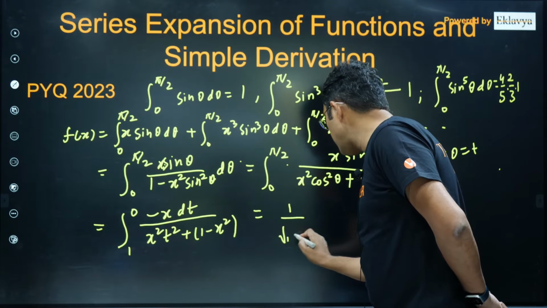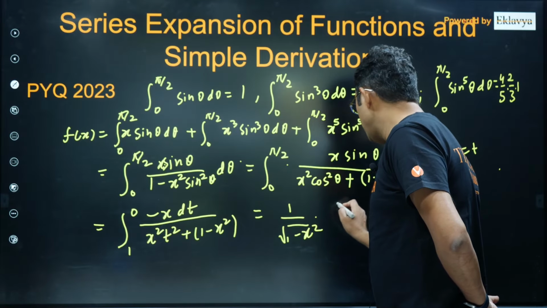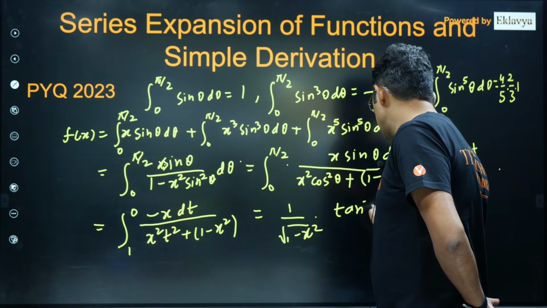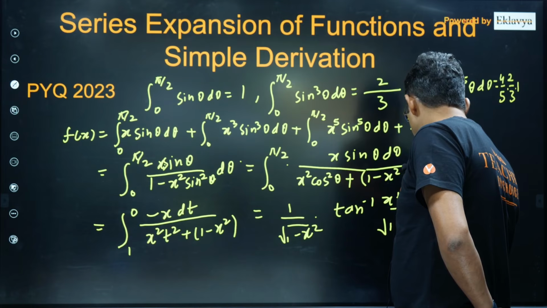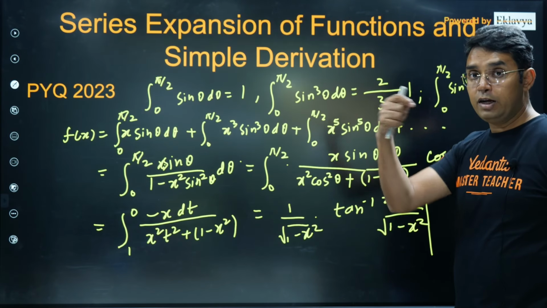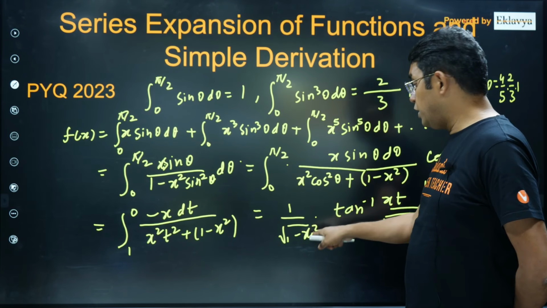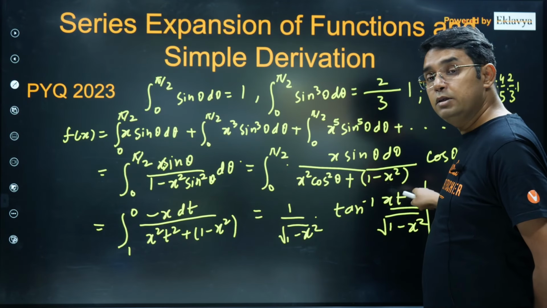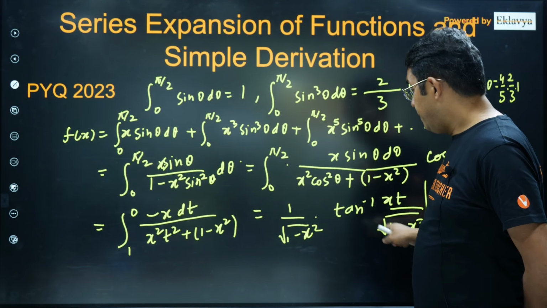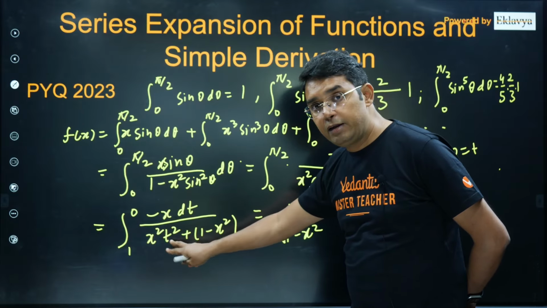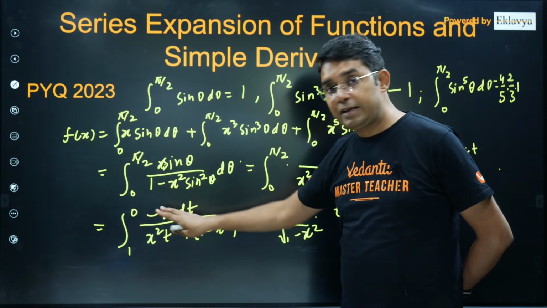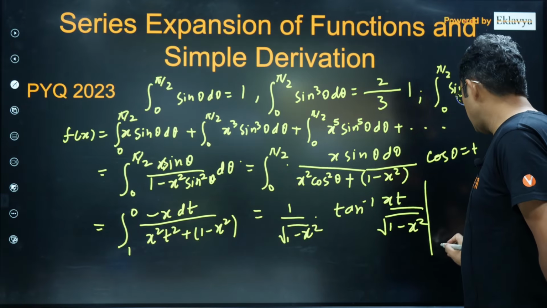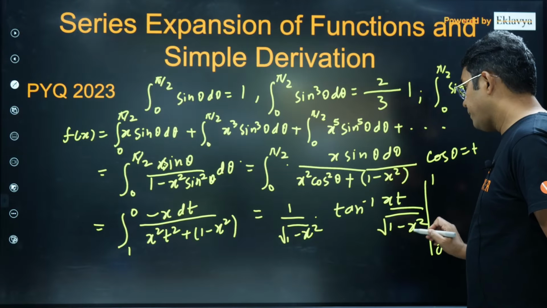Now you can do the integration directly, that tan inverse thing. I think it will be 1 upon root over 1 minus x^2 into tan inverse of x t upon root over 1 minus x^2. It is the integration of 1 upon x^2 plus a^2 form. So 1 upon a will come here, tan inverse x upon a, because x is multiplied with t, so 1 upon x will come, but there is one x in the numerator, that will cancel. So this is the final integration, and this is from 0 to 1.